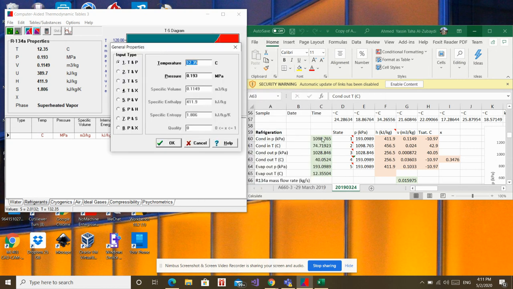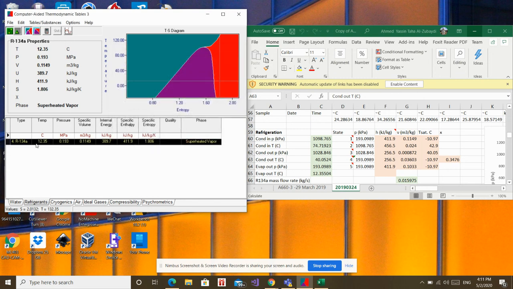Now at the point number 1, we said that's going to be the compressor inlet. The compressor inlet is going to be the evaporator outlet. So we have the temperature is going to be 12.35 centigrade, and the pressure is 193.1 kilopascal. Now the unit here is megapascal, so I have to divide this value by 1000, and thus I'm going to end up with 0.139. By saying OK, I'm going to get the parameters listed.